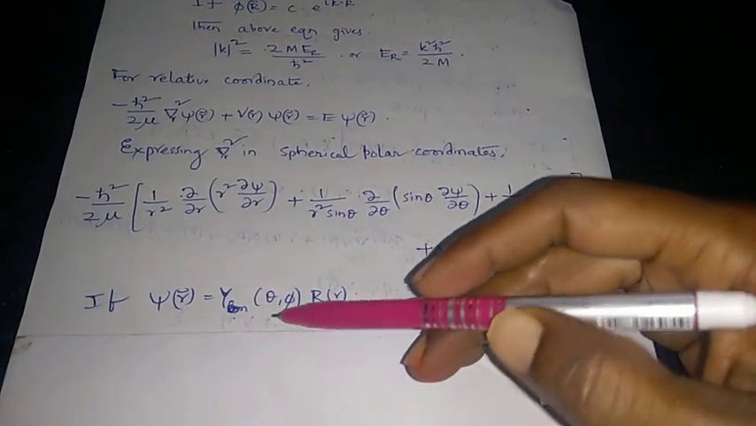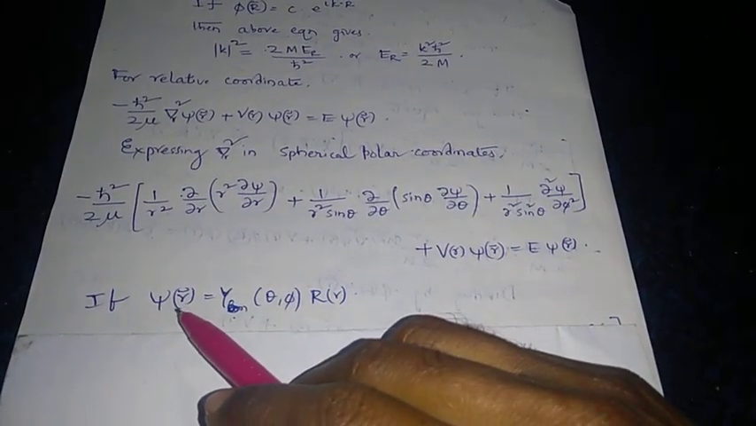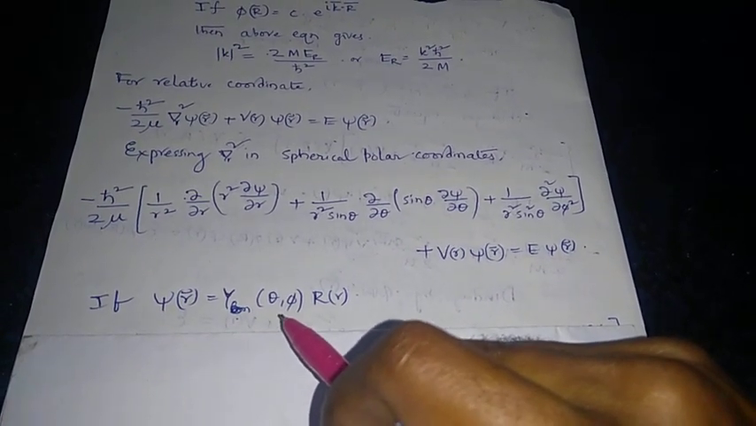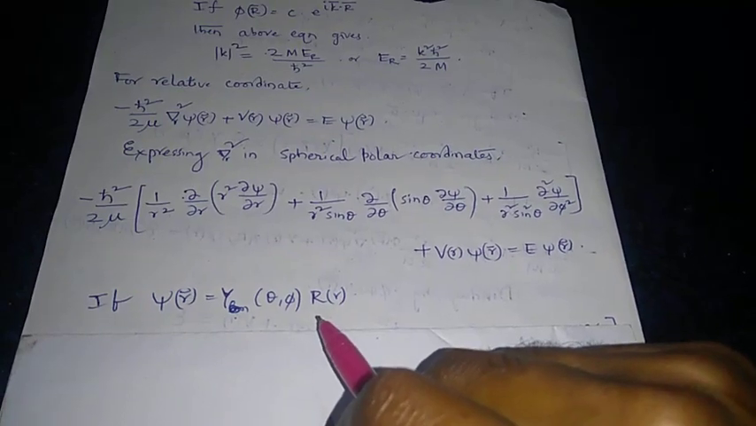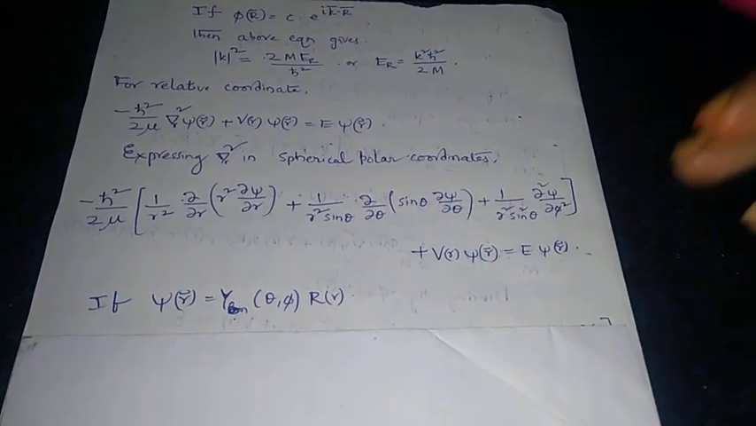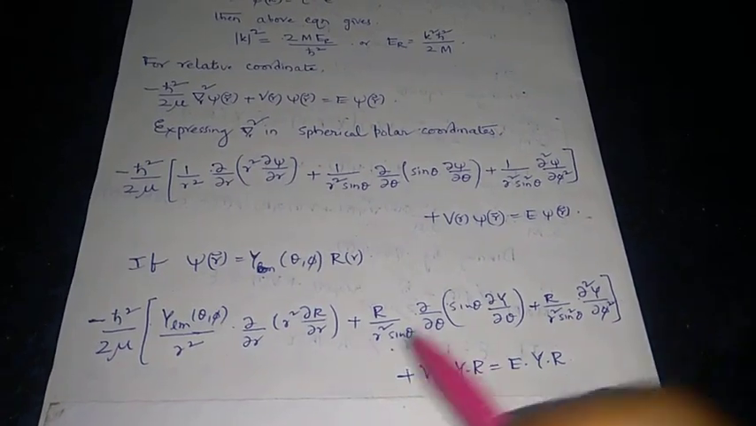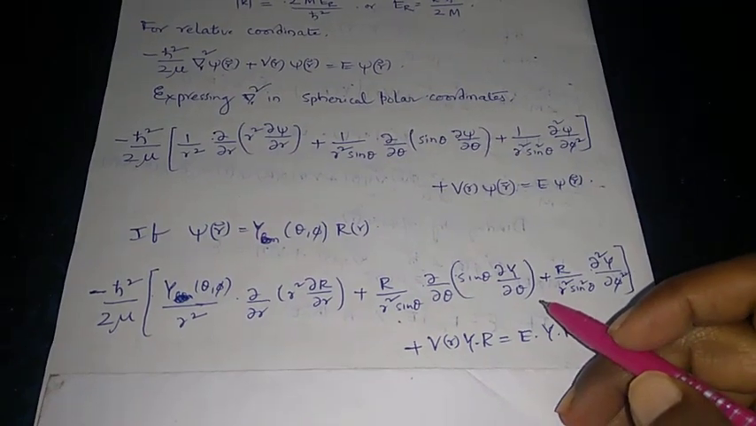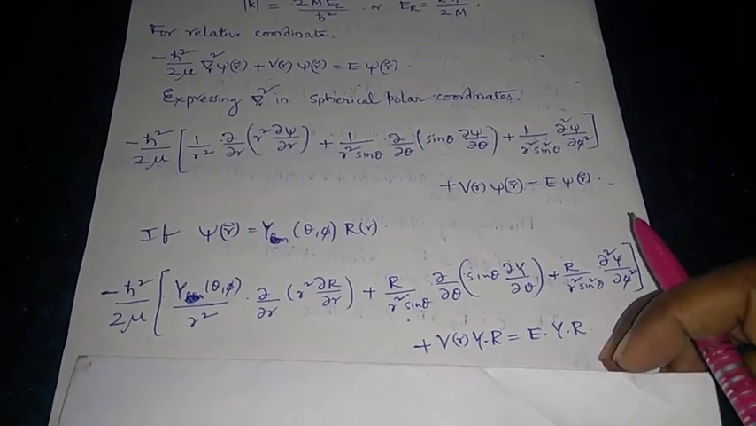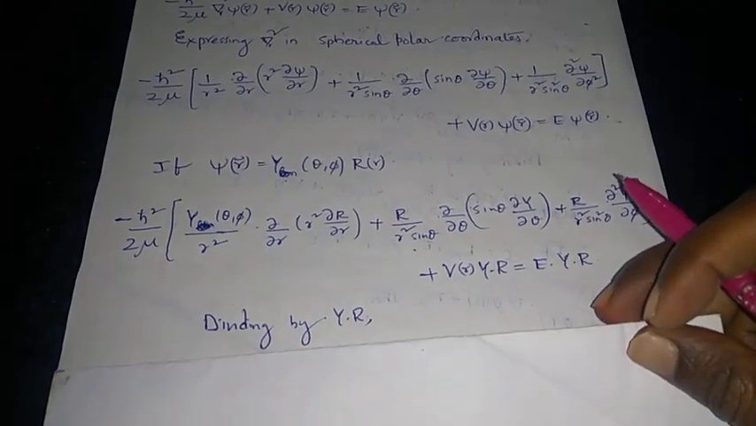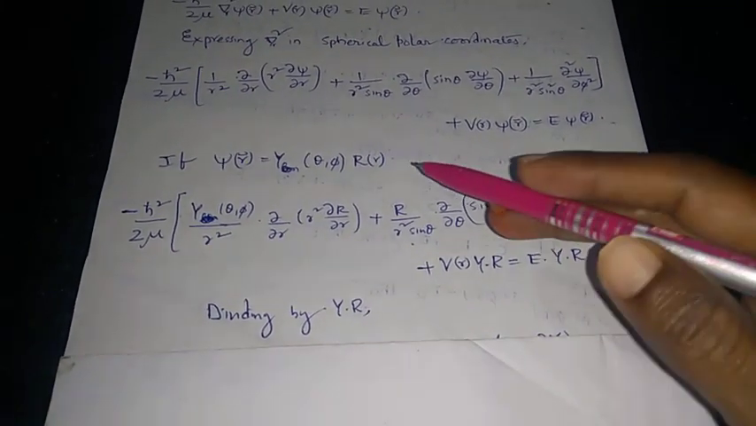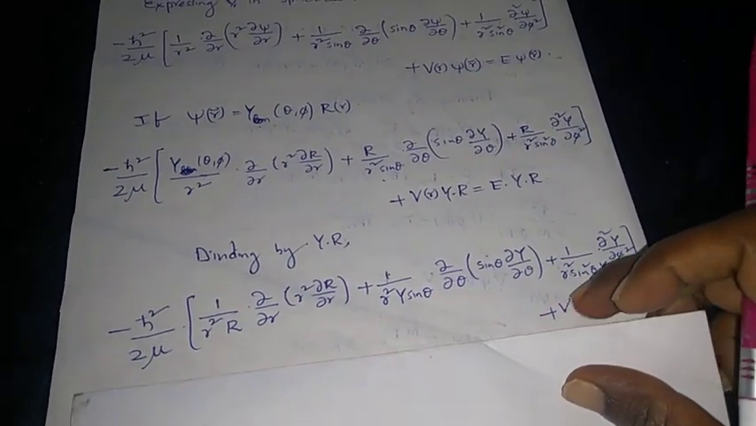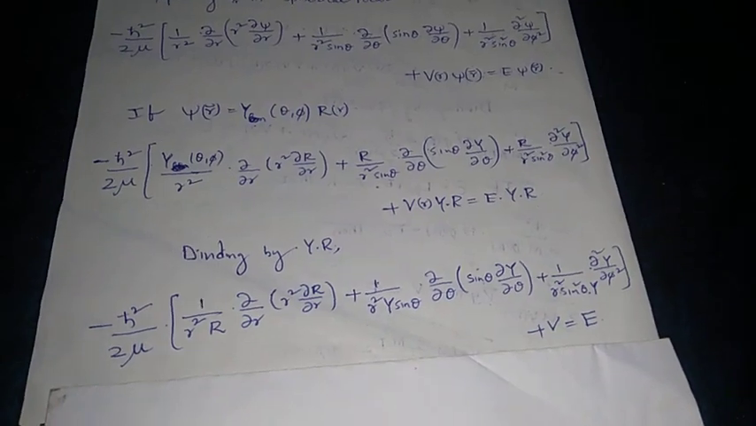And to solve this, we take a solution psi of r as some function Y, which depends upon theta and phi, and then some function capital R, which depends only upon the small r. And if we substitute this into the above expression, we get this expression here. And then if we again divide this equation by Y times R, we get the separation of variables like this.